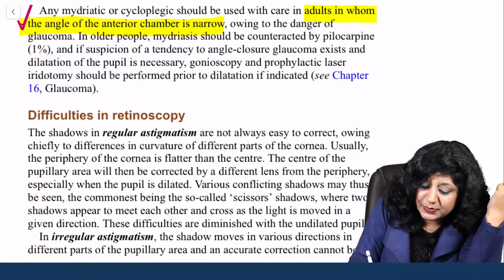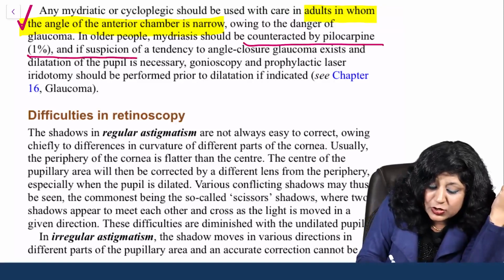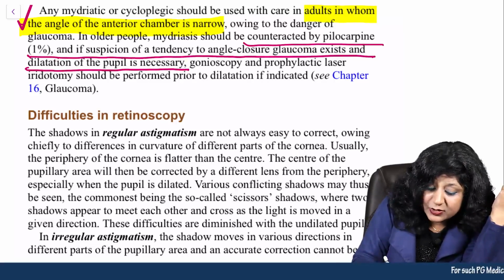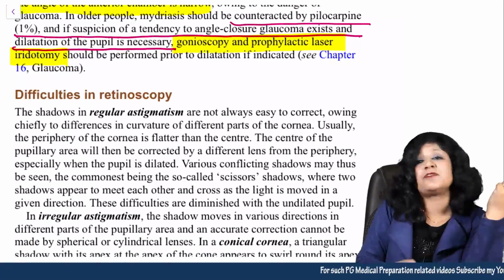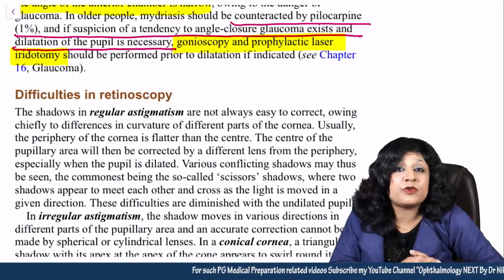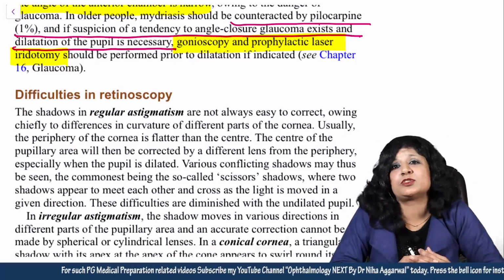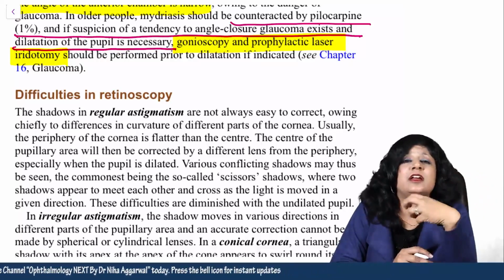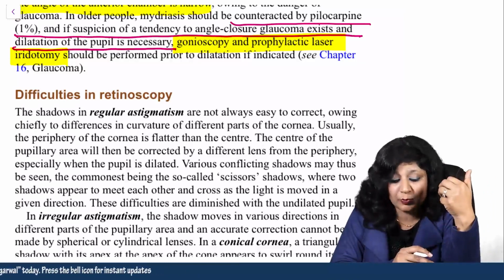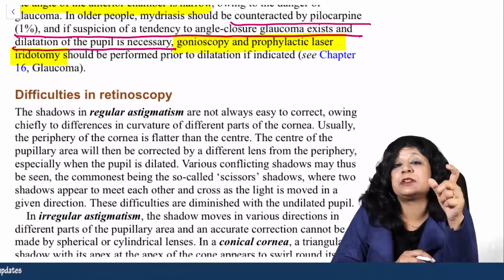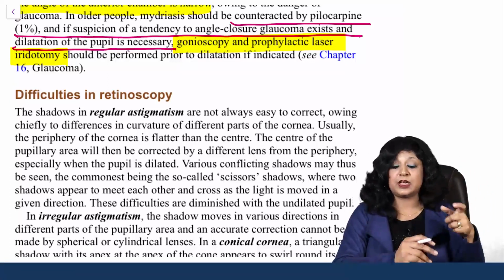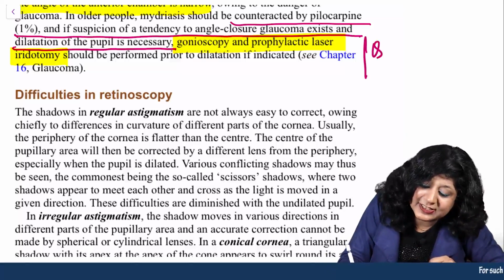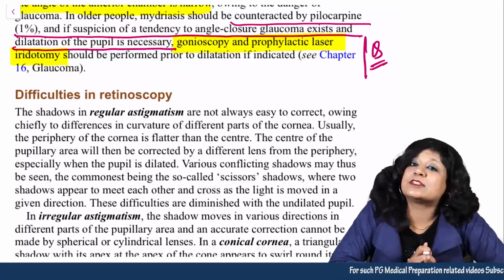In older people, the mydriasis should be counteracted by pilocarpine, and if a suspicion of a tendency to angle closure glaucoma exists, and you feel that the dilatation of the pupil is necessary, they are even advising gonioscopy and prophylactic laser iridotomy. Now this is a very common thing which occurs with us, because many people who are coming for refraction are also elderly people. I think ophthalmology is one branch where most of the patients are elderly. So those kind of people are coming to us, and we think that the pupil is somewhat dilated, or the angle is narrow, or they have some predisposition towards angle closure glaucoma. So in those cases, it is always advisable that you do gonioscopy, and if you feel the need, always do the prophylactic laser iridotomy. So there is one more indication, I will say, for doing the prophylactic laser iridotomy in cases of refraction too.